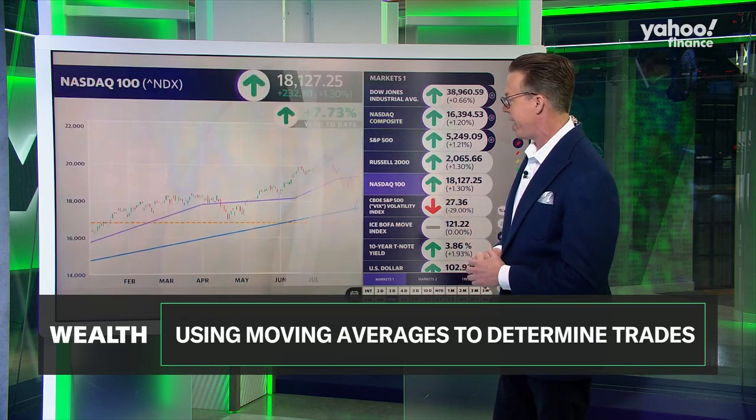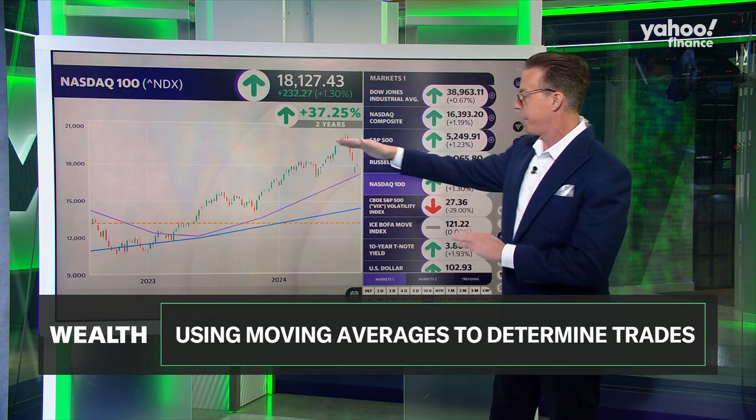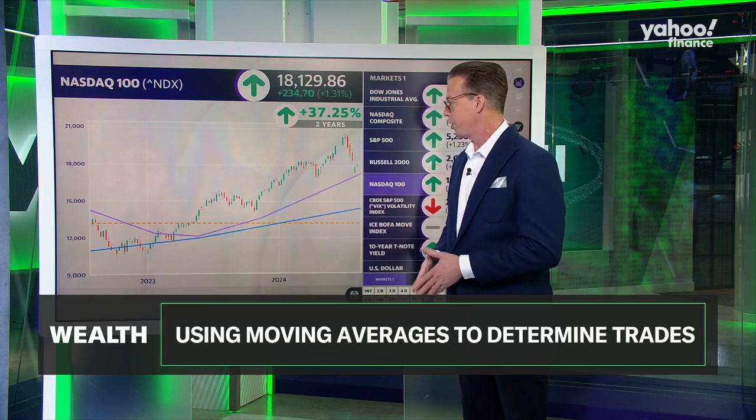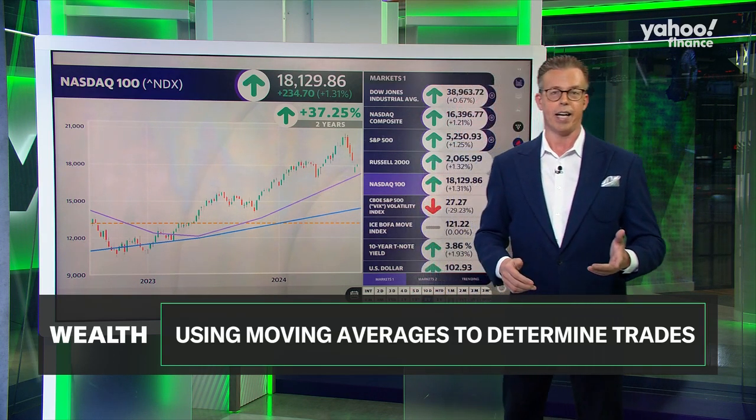You're not seeing it here exactly, but let me show you a longer-term view. Here is a 2-year, and when they cross like that, it's called bullish. When it crosses like that, it's called a golden cross or a death cross.